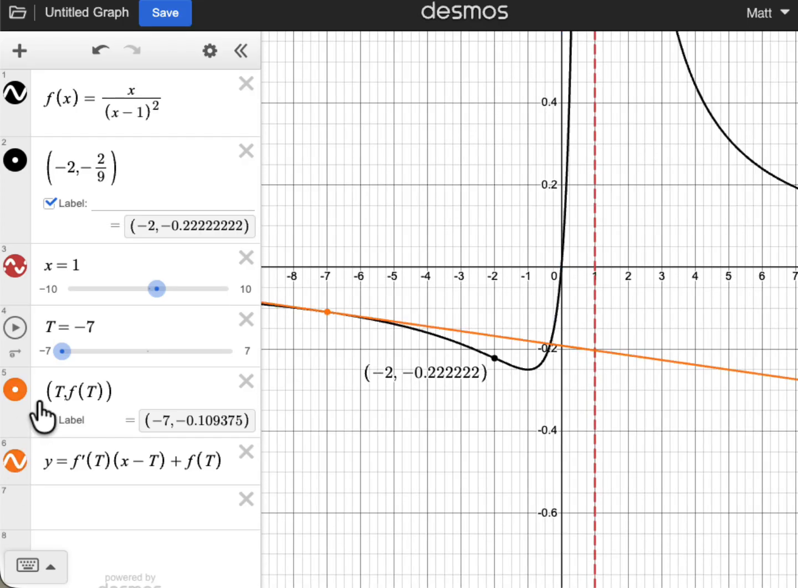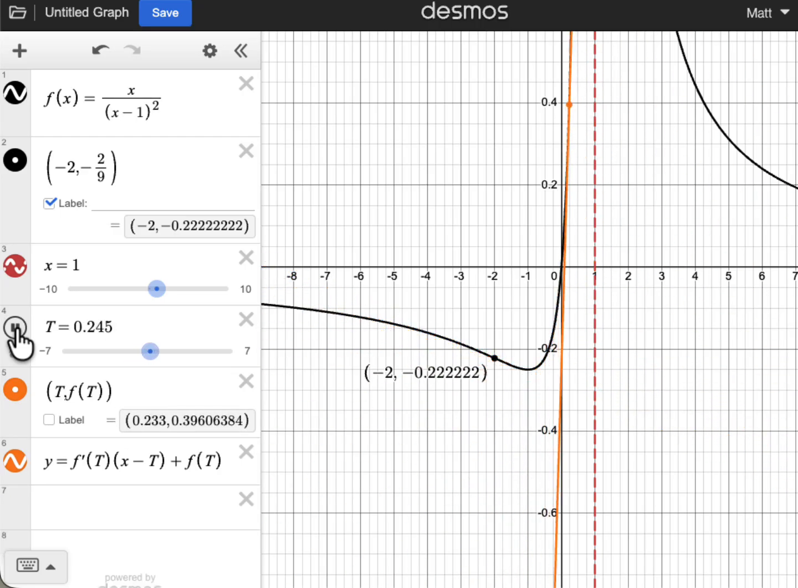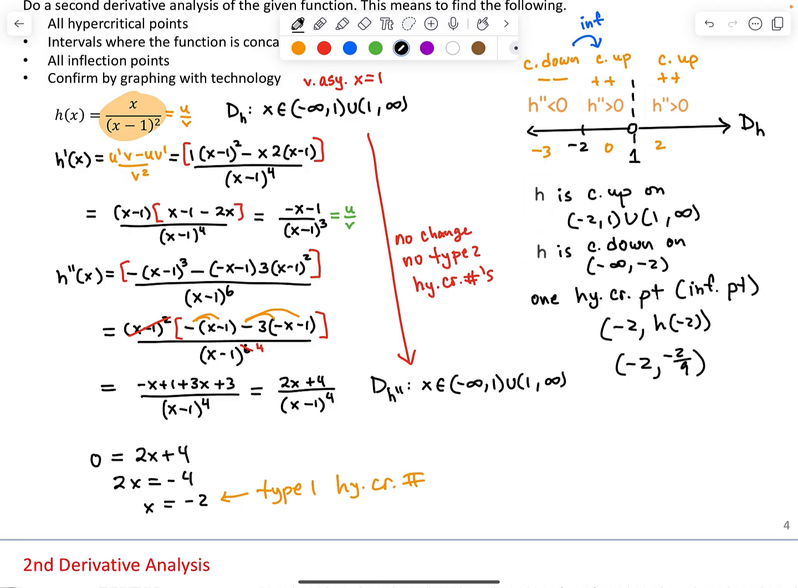And then revealing my tangent line, we can see that the slopes are decreasing until we get to this inflection point, and then they turn around and start to increase, and then forever increase until the asymptote. And on the other side of the asymptote, the slopes are decreasing forever. All right, moving on to the next page.